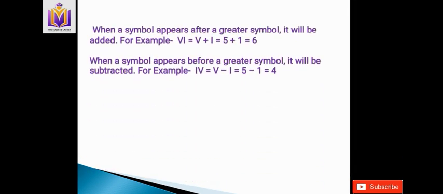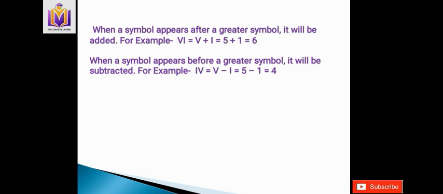When a symbol appears after a greater symbol, it will be added. For example, here VI. If I split this, VI means V plus I, and in Roman numerals V stands for 5, and since I is on the right side, we will add. So 5 plus 1 becomes 6.